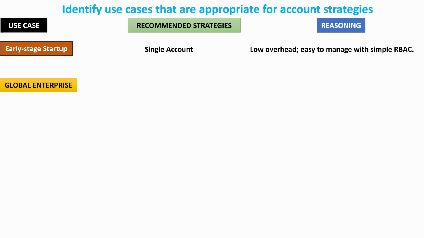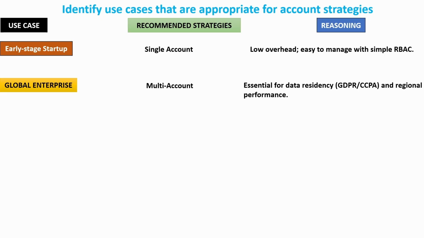The next use case is global enterprise. If your company is a multinational company or a product based company which has very vast data to store and a lot of clients to serve, the recommended strategy is multi-account. The reasoning behind it is that it is essential for data residency, following all the GDPR and CCPA policies, and for regional performance.